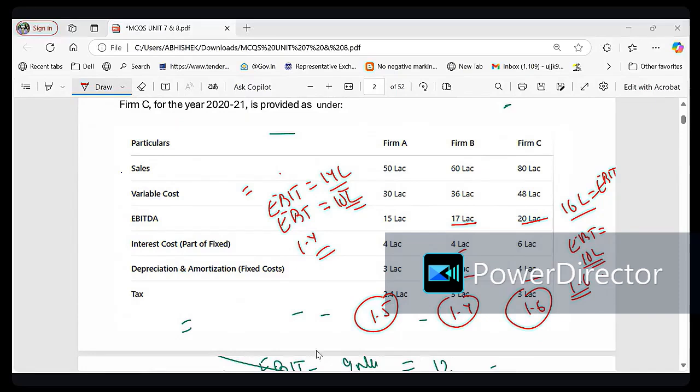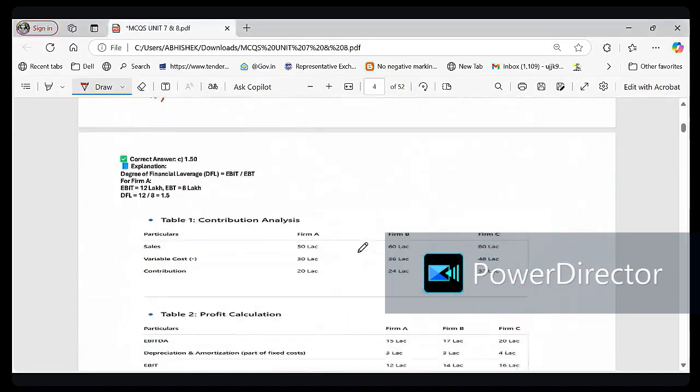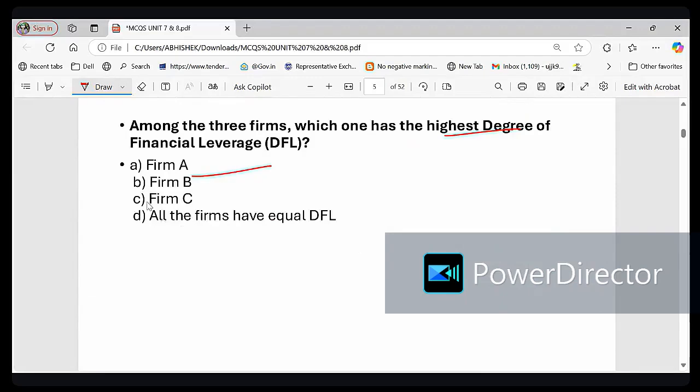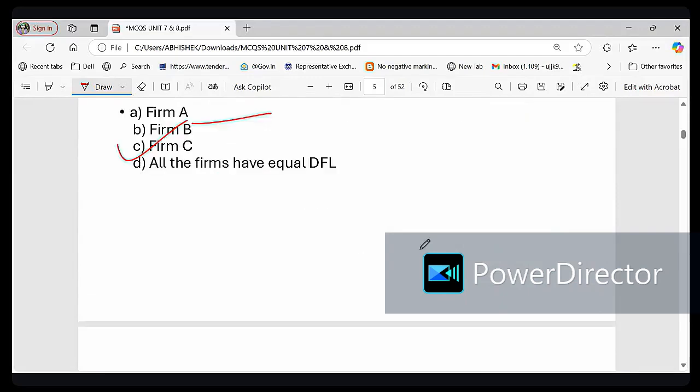Now, can you tell me which one is having the highest? Yes. So option number C is the correct answer. Firm C is having the highest, right? So 1.6 is the highest. So that is why the answer to this question will be option number C. Firm C is having the highest degree of DFL.